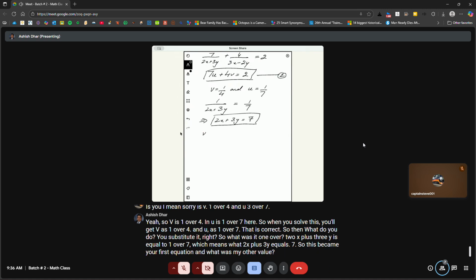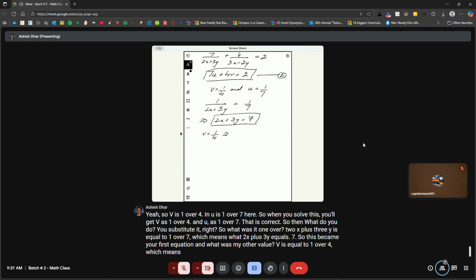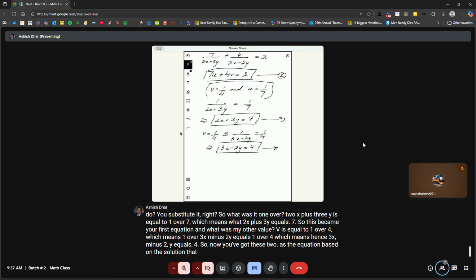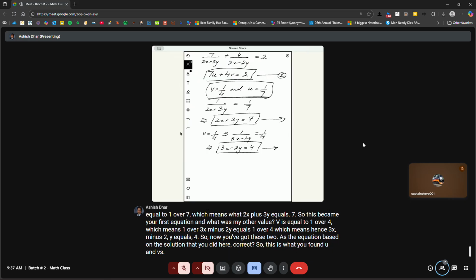And what was my other value? V is equal to 1 over 4, which means 1 over 3x minus 2y equals 1 over 4, hence 3x minus 2y equals 4. So now you got these two as the equations based on the solution that you did here, correct? So this is what you found U and V as, and then you substitute back to the assumption.